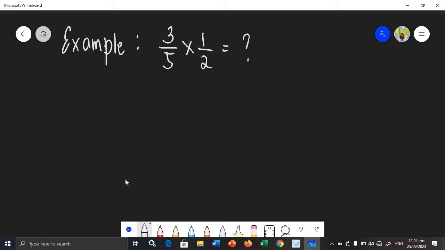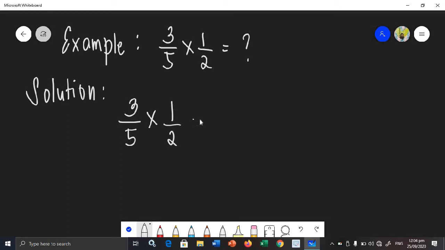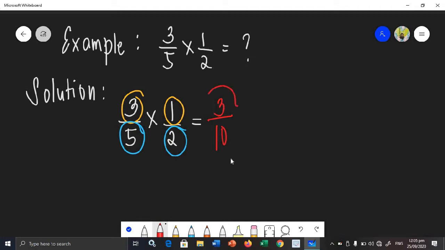So, ma'am, how do we do that po? Let's have our solution here. 3 over 5 times 1 over 2. So, 3 times 1, multiply the numerators, that is 3. Next, 5 times 2, that is 10. As you can see, 3 over 10, do they still have common factors? None anymore. Therefore, this will be your product.